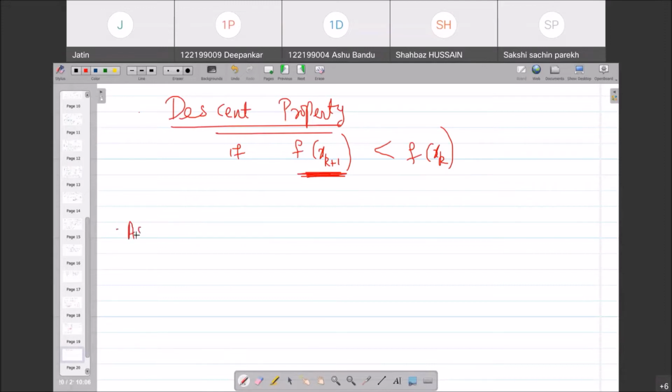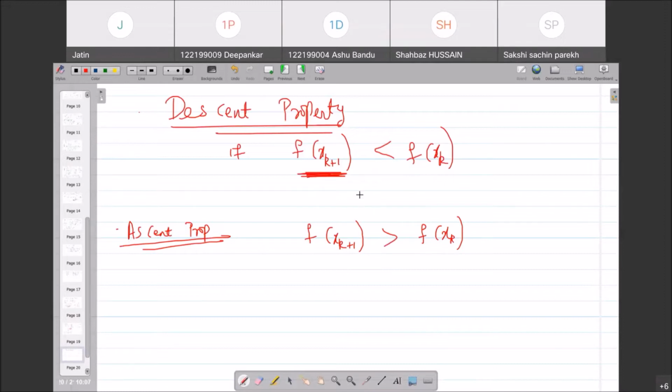For a maximum problem, there is something called an ascent property. What do you think? When we say a function has the ascent property, what will be the sign? Greater than. Okay, good, correct. Because for maximization, as we take new iterations, the value of the function is maximum, right? So it has to be greater than.